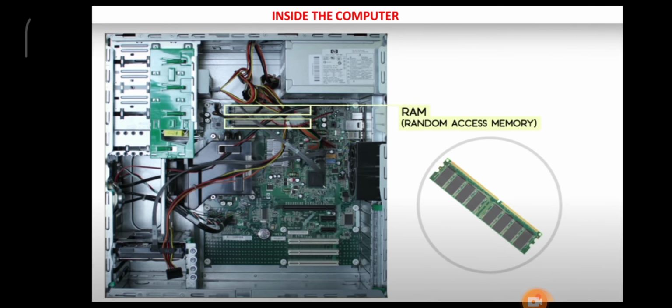RAM, random access memory. What is random access memory? It is the primary memory. It is very fast and it is volatile in nature. What is volatile in nature? Temporary storage of memory is called volatile nature. As I have clearly shown you the slot, kindly go through this. Exactly in that place RAM is fixed.